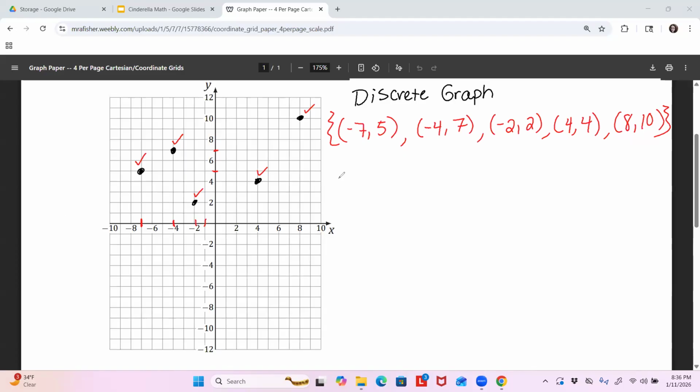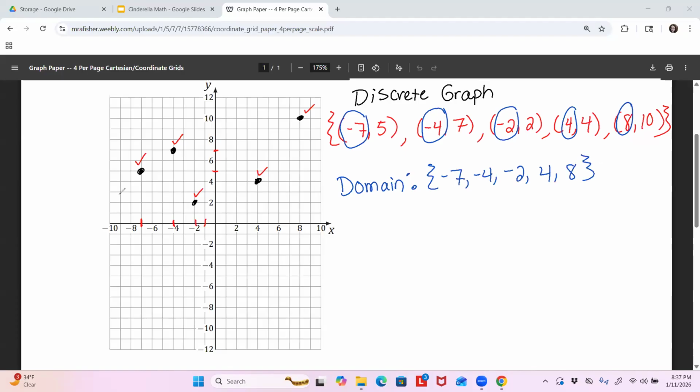And here's the pro to going left to right. Your domain should already be least to greatest. So remember, domain is x's. This is already least to greatest because you went left to right. Nothing repeats, so that's nice. If it did, again, we just wouldn't write it twice. We would write it once and then be good. So domain is x values, range is y values.